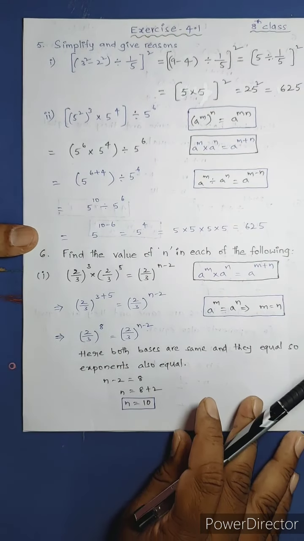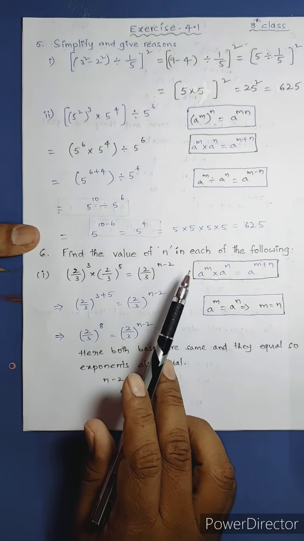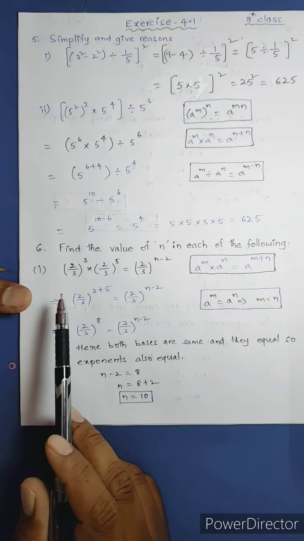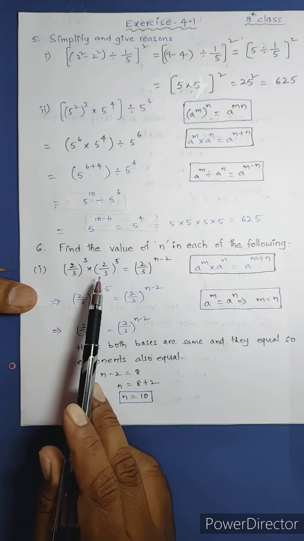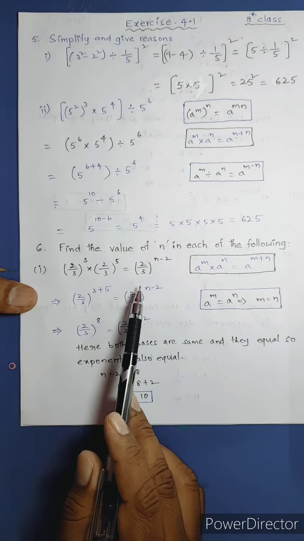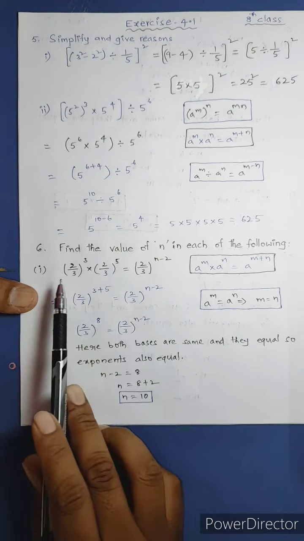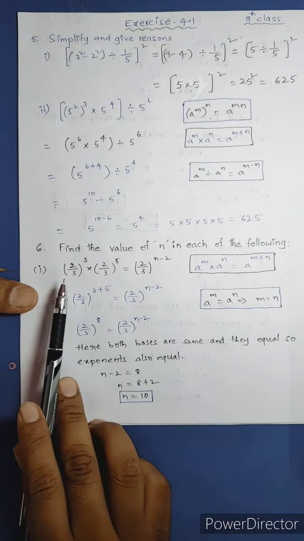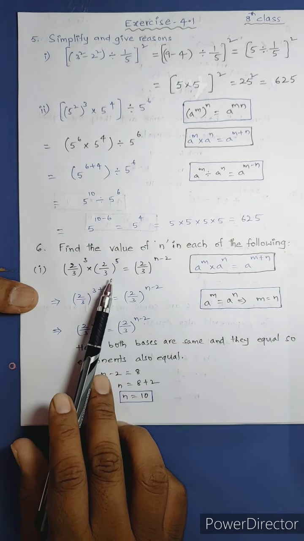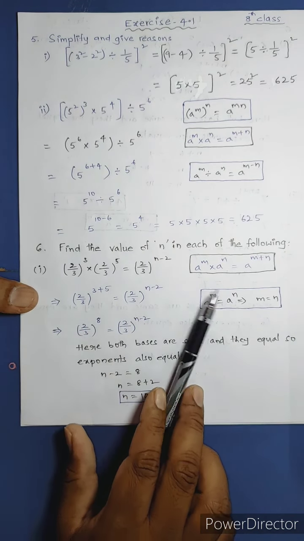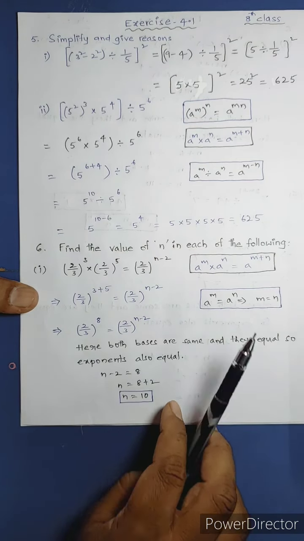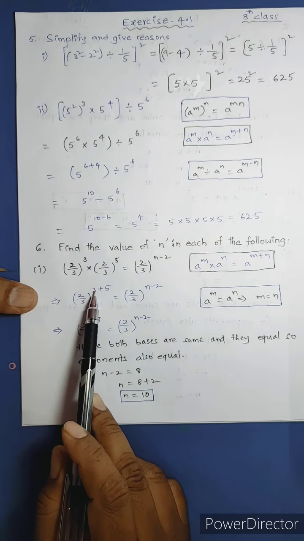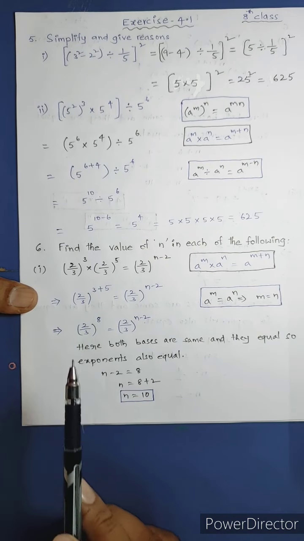Now sixth section. Find the value of n in each of the following. Sixth section, first problem. (2 upon 3) whole cube into (2 upon 3) whole power of 5 equal to (2 upon 3) whole power of n minus 2. All bases are 2 by 3. These two are in the form of a power of m into a power of n is equal to a power of m plus n. 3 plus 5 gives 8.